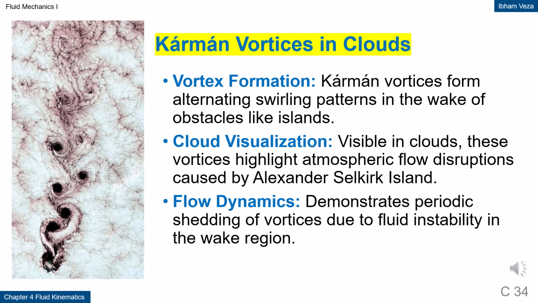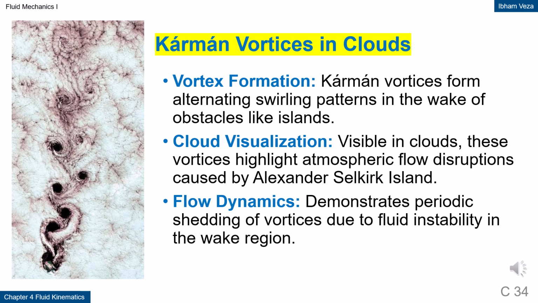Kármán vortices in clouds. Kármán vortex patterns can be observed even at the atmospheric scale behind an island. Clouds act as natural tracers that clearly reveal the vortex structures. These vortices are formed periodically due to flow instability behind an obstacle. This phenomenon shows that the same concepts apply from laboratory scale to natural scale.